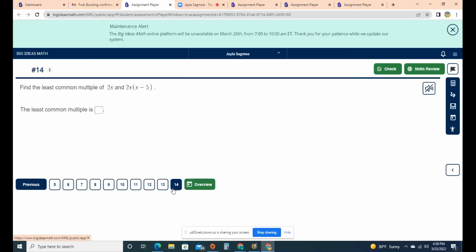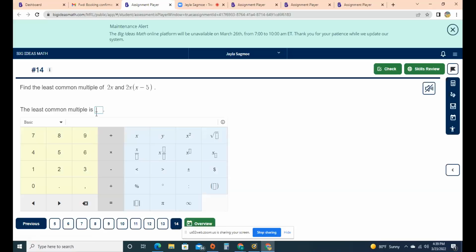Is this the last question of this? Yeah. Okay. So for the least common multiple, do you see how the one on the left has a 2x and the one on the right has a 2x? Yeah. So the least common multiple contains 2x for sure. Let's enter that in as your first part. And then what does the one on the right have that the one on the left does not have? X minus 5. X minus 5 in parentheses.